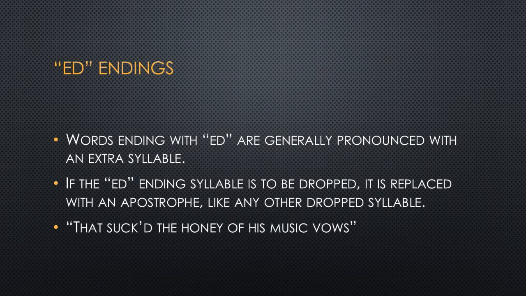Similarly, when talking about dropping syllables, remember that words ending with "ed" are generally pronounced with an extra syllable. So if it was spelled, you know, in that line S-U-C-K-E-D, it would be pronounced "sucked-ed." If you're going to drop that syllable, you replace it with an apostrophe, like any other dropped syllable. So in the line, we see S-U-C-K apostrophe D, which is "suck'd the honey of his music vows." Sounds much more natural. So again, if you see the apostrophe D, say it like we say it today. If you see it spelled out with a full ED, you're usually adding that extra ending, the extra syllable, for extra effect.